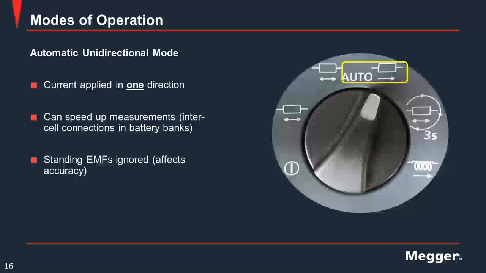The next mode is automatic unidirectional mode, where the current is applied in only one direction. You can see on the display the auto with the arrow key to the right. The advantage of this mode is that it can speed up measurement, especially if you want to test intercell connections on a battery bank. This is a very good application. This mode can be used to measure the low resistance value of the intercell connection in the battery bank, so you just connect to the intercell posts. And for another example, you can use this mode.